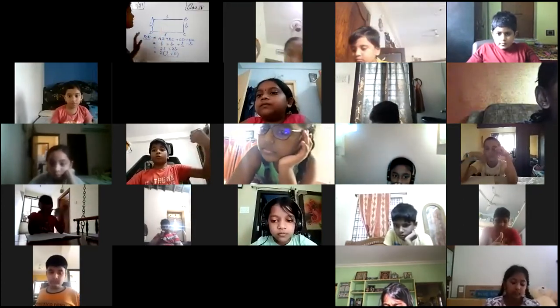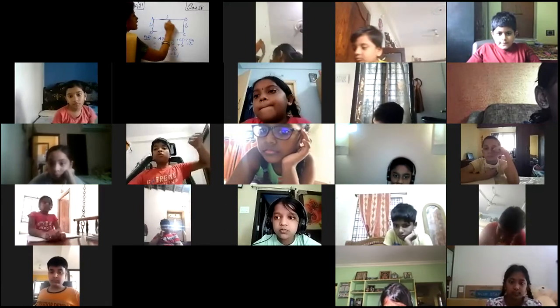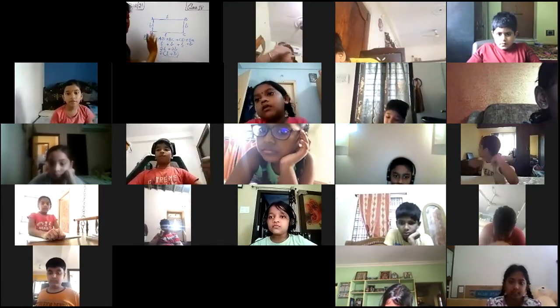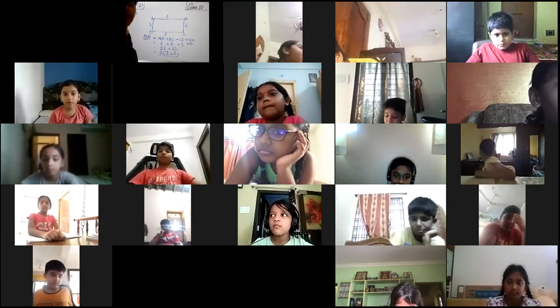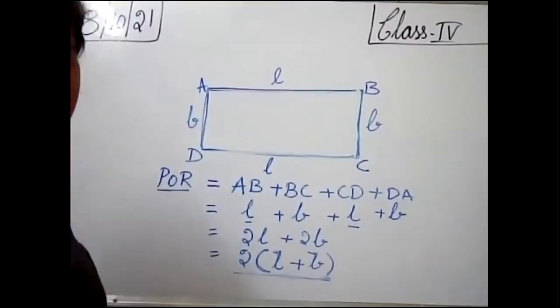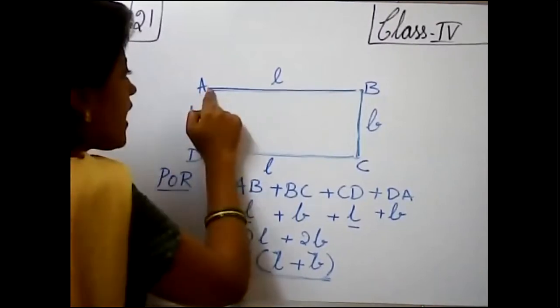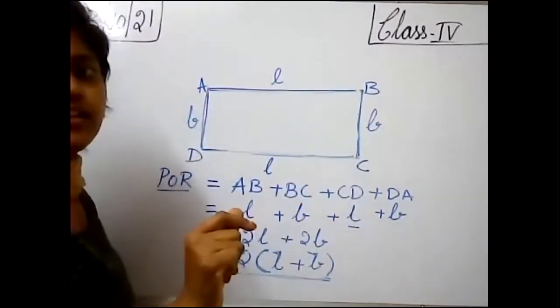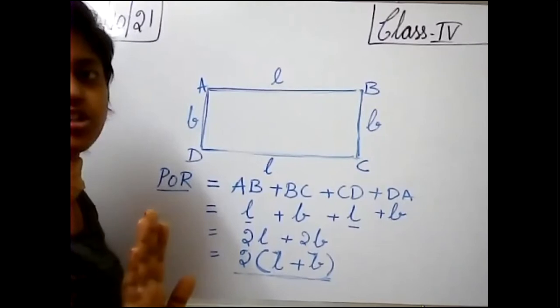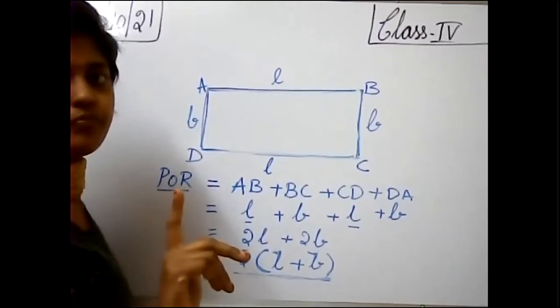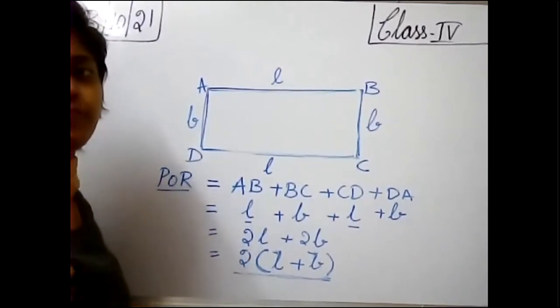Perimeter of a rectangle, no? So what should we do? Perimeter of a rectangle means what, children? Sum of all the sides. Sum means what? Add. So add. Please, no one should unmute. Swarish and Parthu, please be on mute.